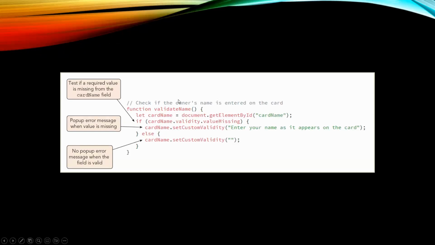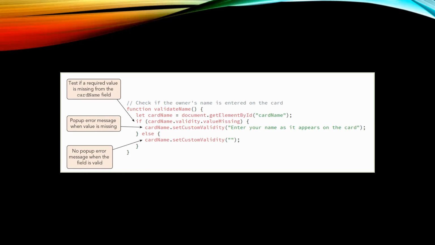Here I've got a validate name function. This function is going to check to see if the owner's name is entered on the card. So let card name equal get element by ID. Card name is now my element. I'm checking the validity: card name dot validity dot value missing. That is testing if that required value is missing from the card field.